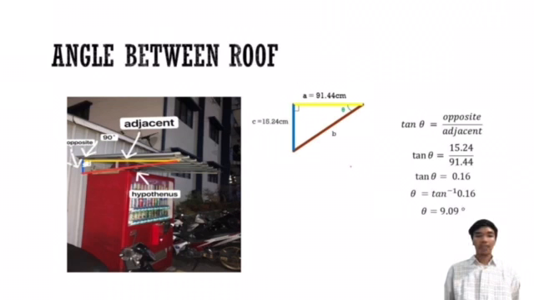To find the angle, we must move the tan to the right side. By using the calculator, we need to press shift and tan. Then we get tan inverse. Hence, we get the value of the angle, which is 9.09 degrees.